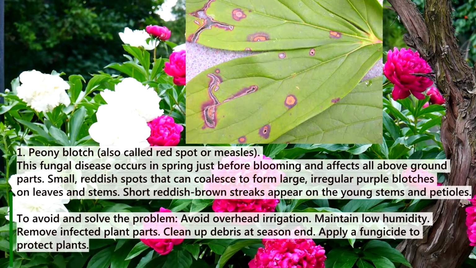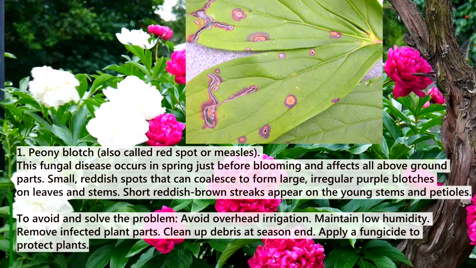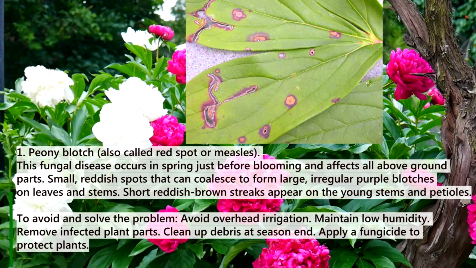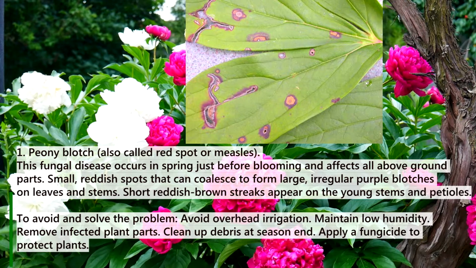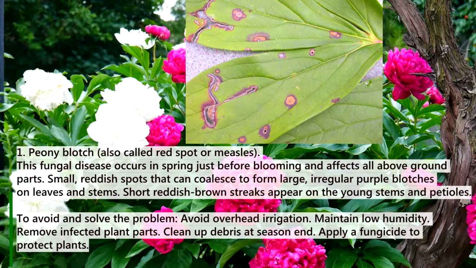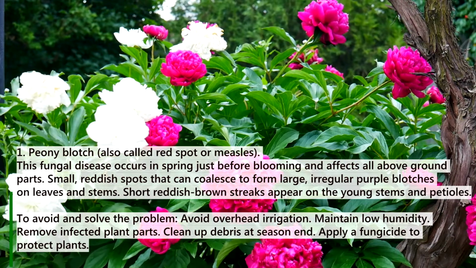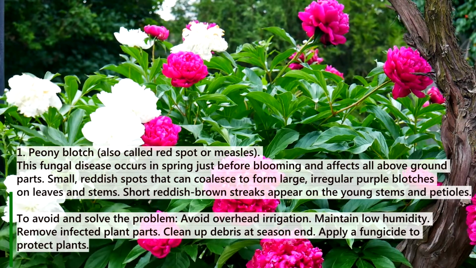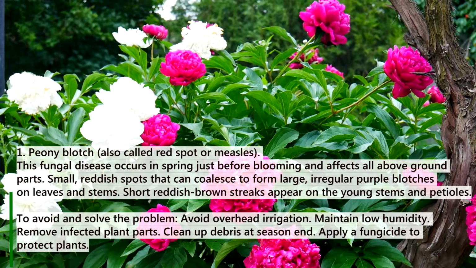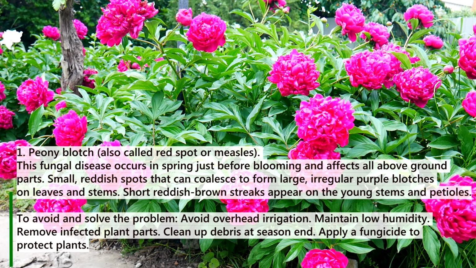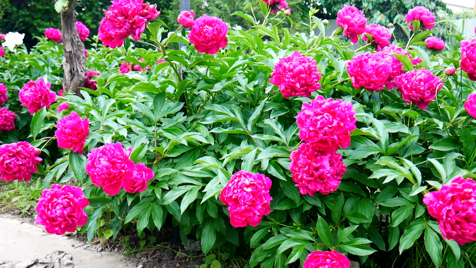1. Peony Blotch. This fungal disease occurs in spring just before blooming and affects all above-ground parts. Small reddish spots that can coalesce to form large, irregular purple blotches on leaves and stems. Short reddish-brown streaks appear on the young stems and petals. To avoid and solve the problem, avoid overhead irrigation, maintain low humidity, remove infected plant parts, clean up debris at season end, and apply a fungicide to protect plants.